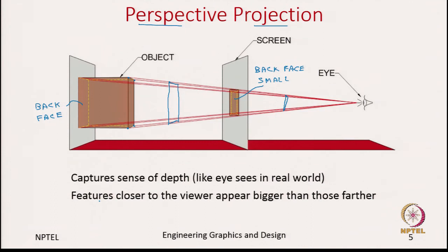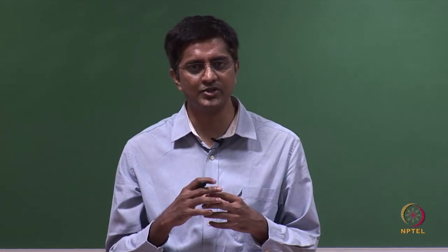So, as I already mentioned, features closer to the viewer appear bigger than those which are farther. Though perspective projection is very close to what you and I look at, it is not that preferred in engineering drawings. The reason is because it distorts the view. What do I mean by distortion?